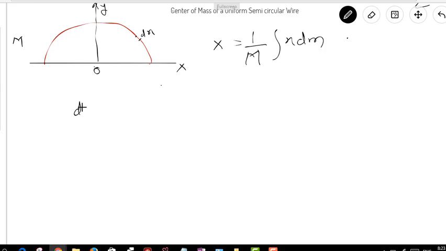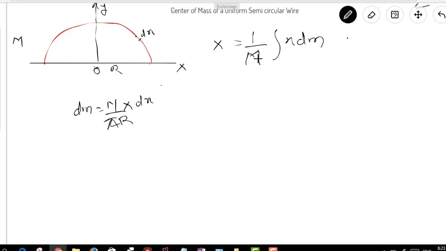We know that dm will be mass per unit length times dx. What is the length of the semicircle? It will be pi r, right? Let's say the radius is r, and then we can multiply by this dx, then this will become dm.